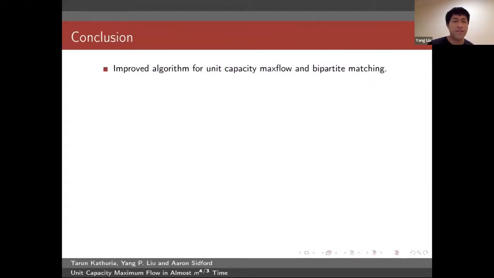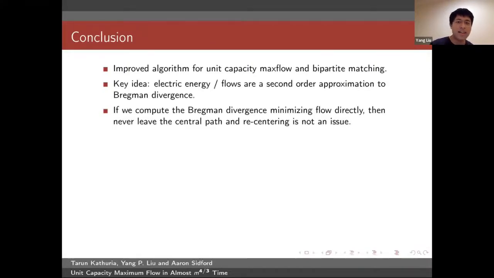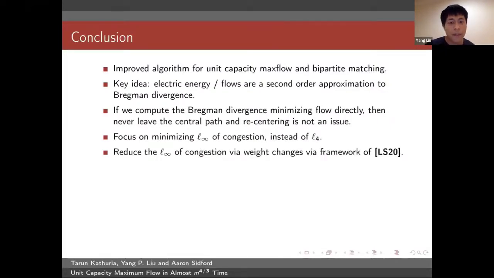So to conclude, what we gave is an improved algorithm for unit capacity max bipartite matching in time m to the 4/3. The key point is that the electric energy, which was used in previous algorithms, is a second order approximation of a more complicated expression, this Bregman divergence. So if we compute this exactly or more directly, then we never need to leave the central path to recenter. Therefore, we can focus on minimizing infinity norm congestion instead of L4. And you can reduce this L infinity norm congestion using weight changes via the framework of Liu and Sidford that got the 11/8 algorithm.